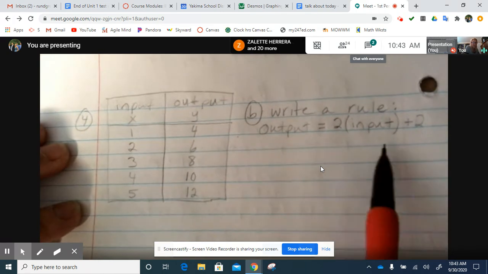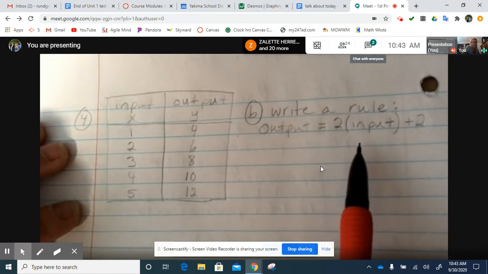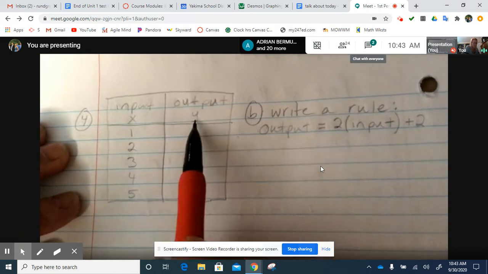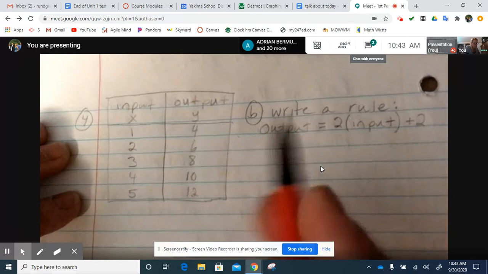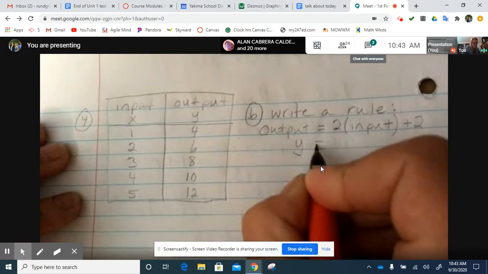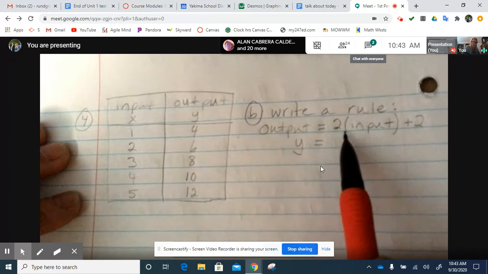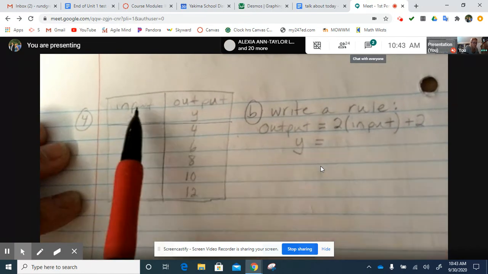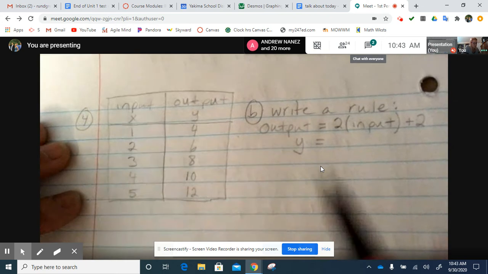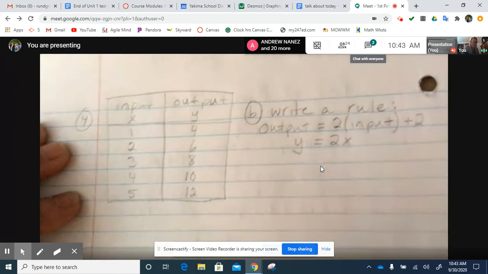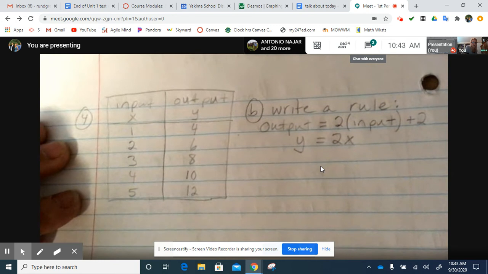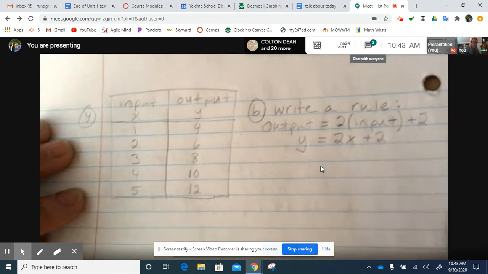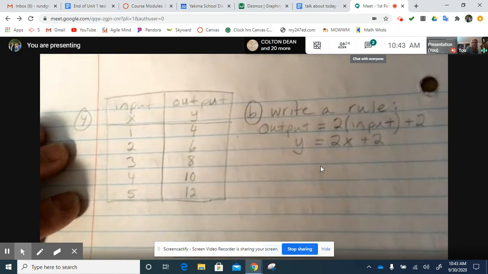And after you do this, you can easily rewrite this rule using the variables. So our output is y. We'll have y equals 2 times our input. So that's going to be 2 times our input is x. 2 times x, or 2x. And then plus 2. So that is our rule.